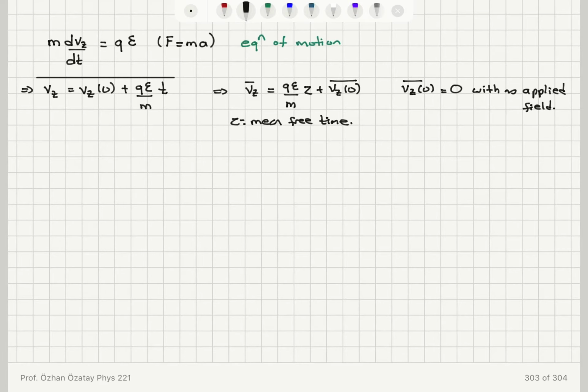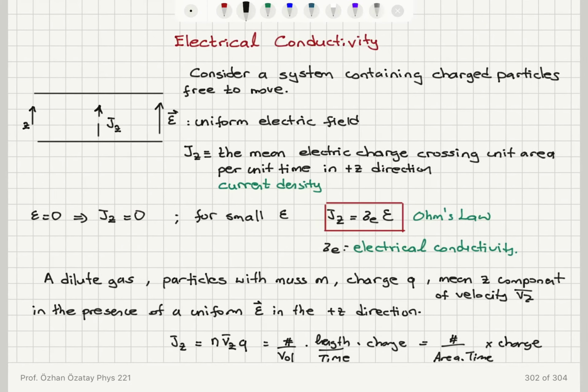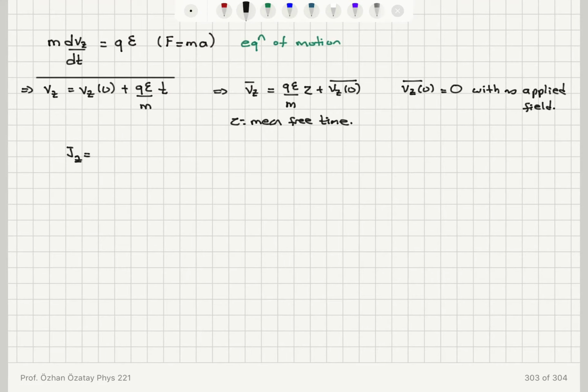So the effect of each collision is to randomize the direction of the velocity. Therefore I will find that Jz, which was given by n vz bar q, is equal to n q times vz bar, which is q epsilon over m tau. So it will be equal to n q squared tau over m multiplied by epsilon.